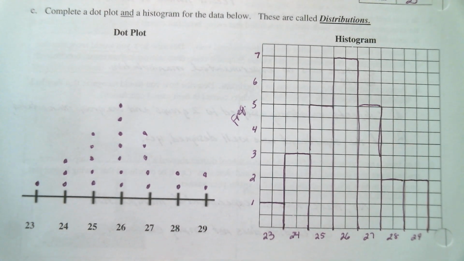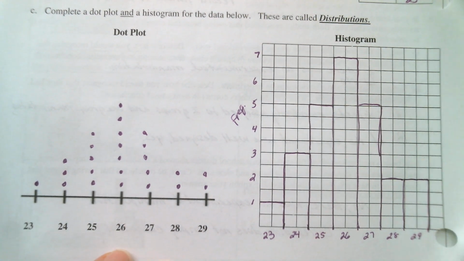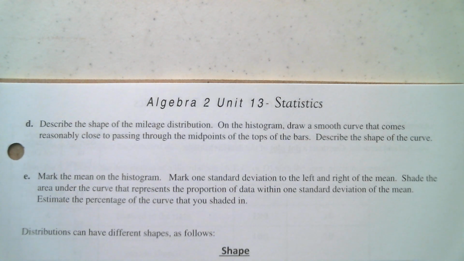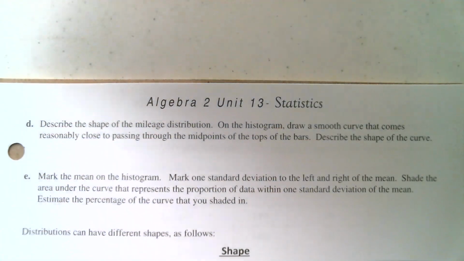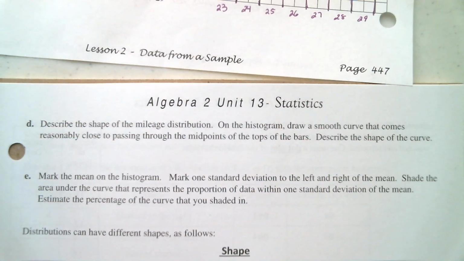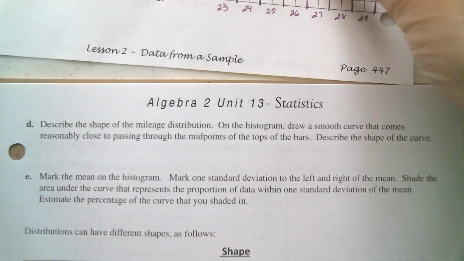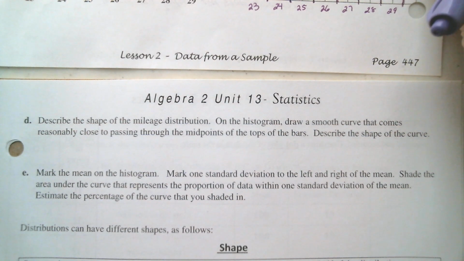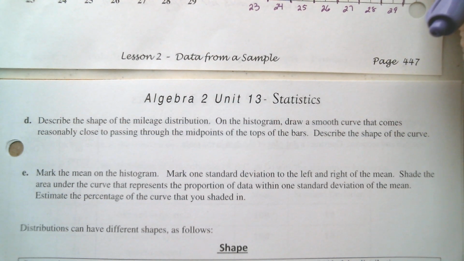All right, so there's our histogram and our dot plot. Describe the shape of the mileage distribution on the histogram. Draw a smooth curve that comes reasonably close to passing through the midpoints of the tops of the bars. Describe the shape of the curve.